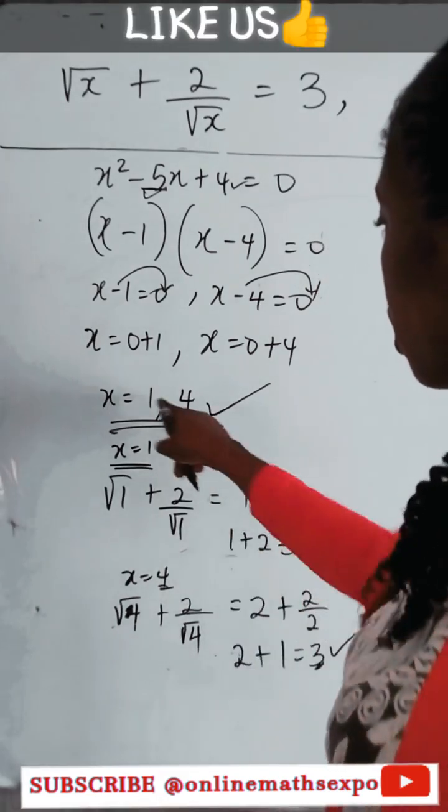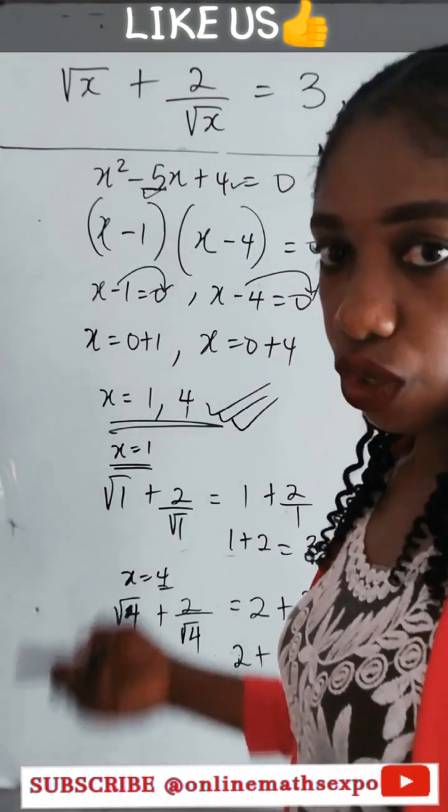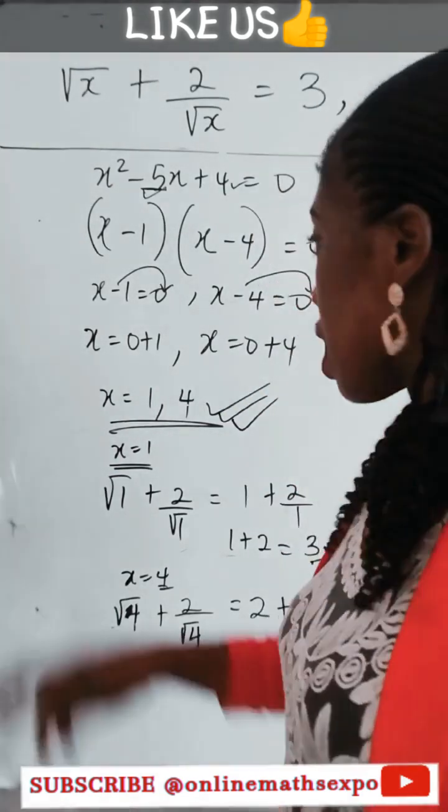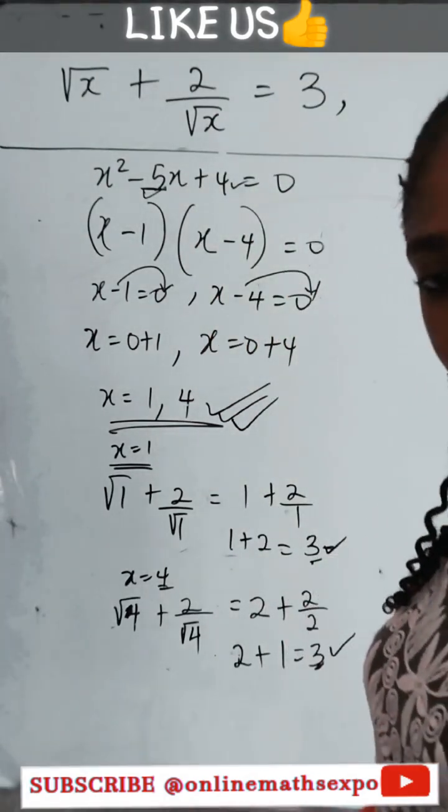So it means that these two values of x satisfy the equation. So they are the real values of x as far as this question is concerned. I hope what we did was well understood.